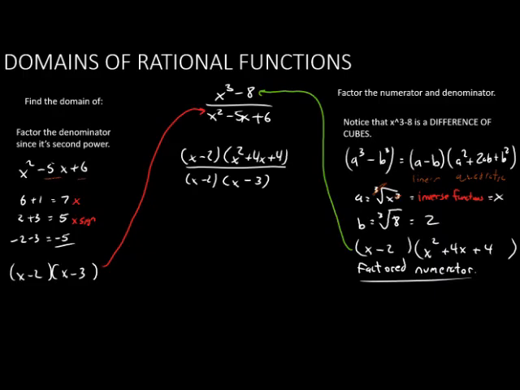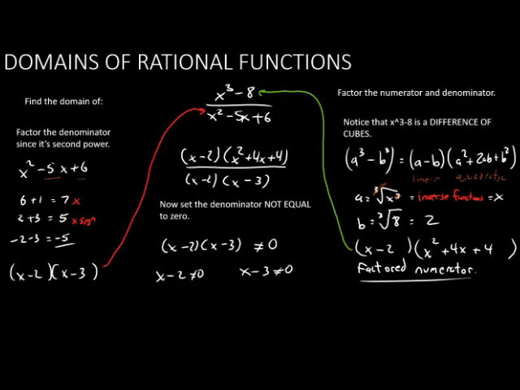Now that we factored, we can find the domain by setting the denominator not equal to 0. We say x minus 2 times x minus 3 is not equal to 0. We'll set x minus 2 not equal to 0 and x minus 3 not equal to 0. Now we add 2 to both sides, and we can see that we'll have x is not equal to 2. If we do the same thing to x minus 3, we end up with x is not equal to 3.